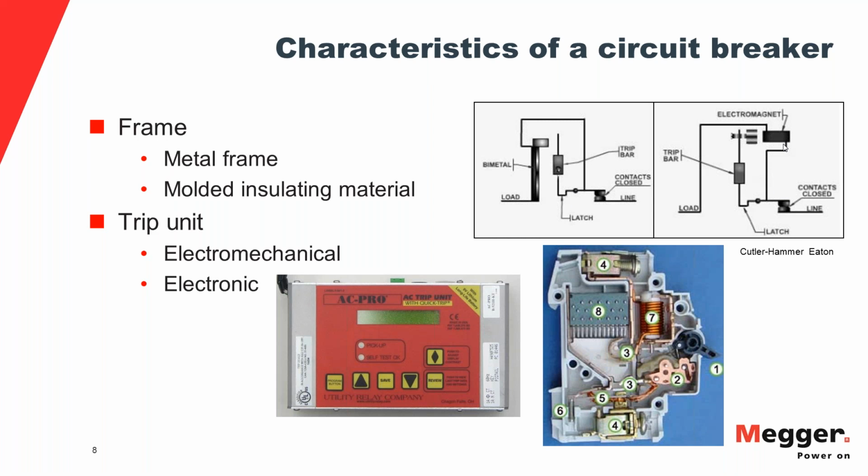So you have an electromagnet connected in series in the circuit, and when you have short circuit currents of really high magnitude flowing in the circuit, those currents will result in a magnetic force being generated in the electromagnet, which will pull the armature towards it. As the armature is pulled, the trip bar rotates, thus releasing the latch, and the contacts of the breaker open.